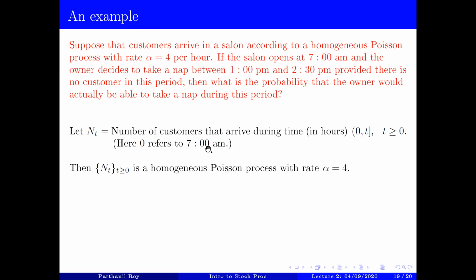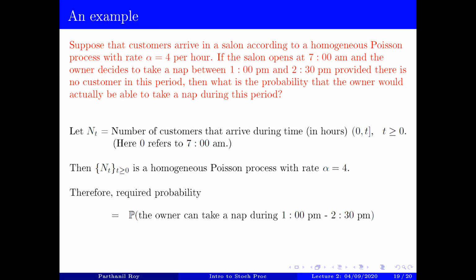Okay. Then it's given that N(t) is a homogeneous Poisson process with rate alpha equal to 4. The fact that it's given per hour has already been incorporated in the unit. So N(t) is just a Poisson process with rate alpha equal to 4. Therefore, the required probability, the probability that the owner can take a nap between 1 p.m. to 2:30 p.m., is the probability that no customer arrives between 1 p.m.